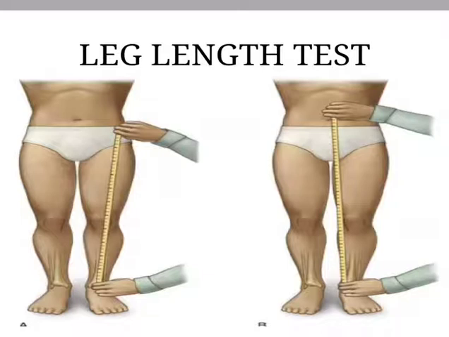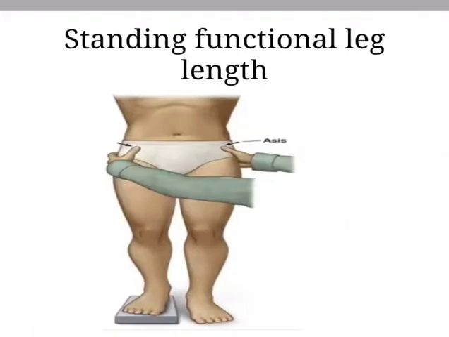Then we go for the second one, which is the apparent or functional length. In apparent length there is no anatomical, only pathological shortening. So it tests from the tip of the xiphisternum or umbilicus to the medial malleolus. If it is not the same as the normal leg, then it may be caused by obesity or muscle wasting. Then you go for the standing functional leg test.